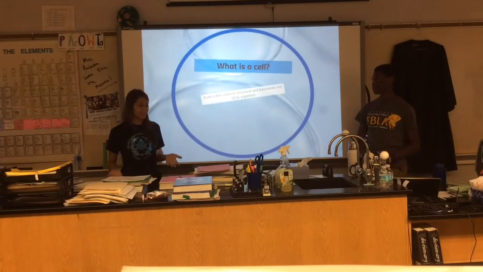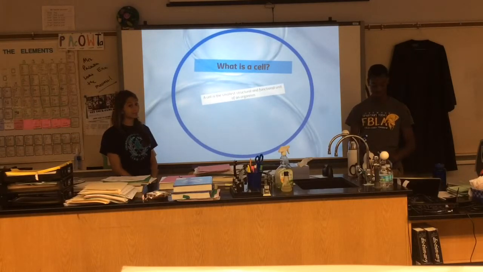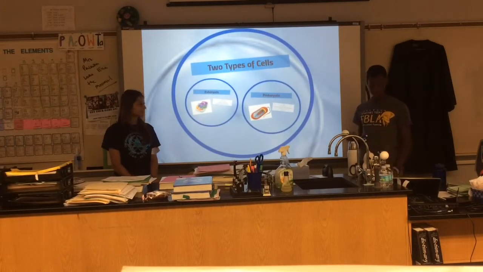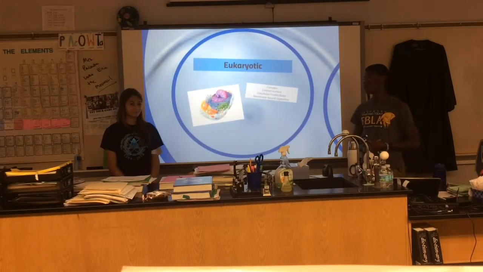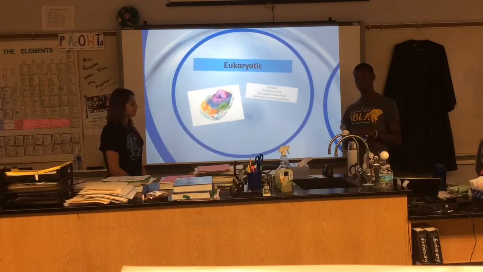Alright, so what is a cell? A cell is the smallest structural and functional unit of an organism. Now what are the two types of cells? First, we have the eukaryotic cell. This is a complex cell. It contains a nucleus, and it's usually unicellular or multicellular. It also contains membrane-bound organelles.